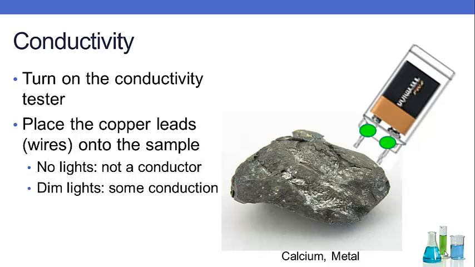So if there's no lights at all, it's not a conductor. If there are dim lights, we have some conduction. We call this a semiconductor. And if the lights come on nice and bright, like it does for our sample here, it means that it is a good conductor.